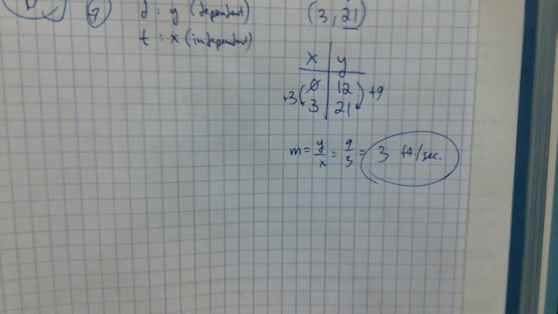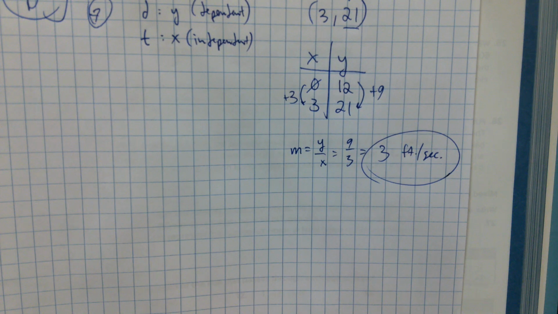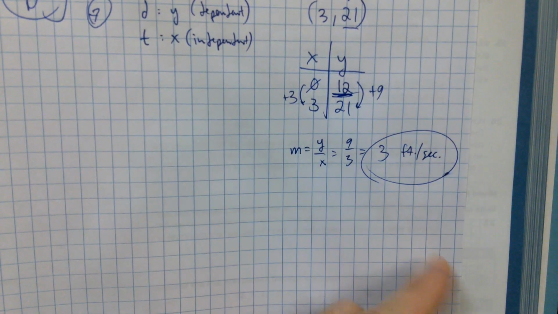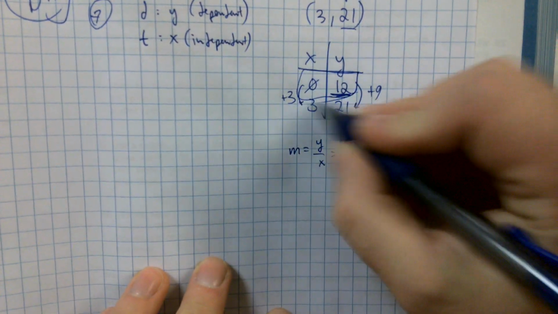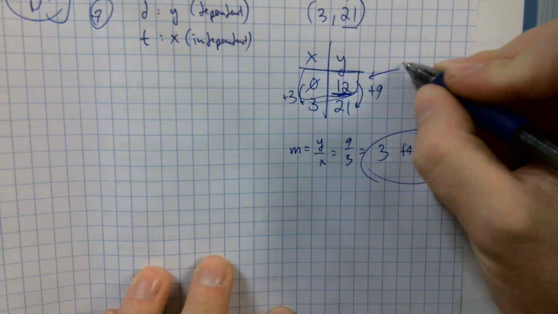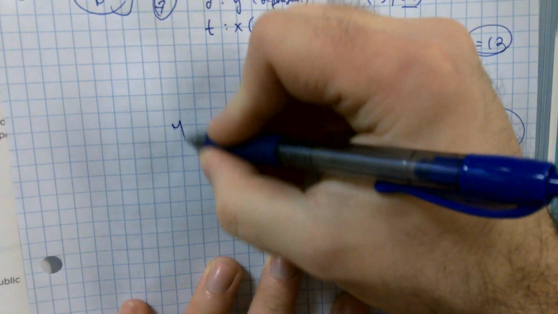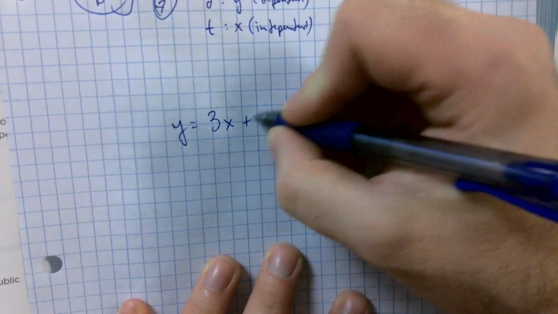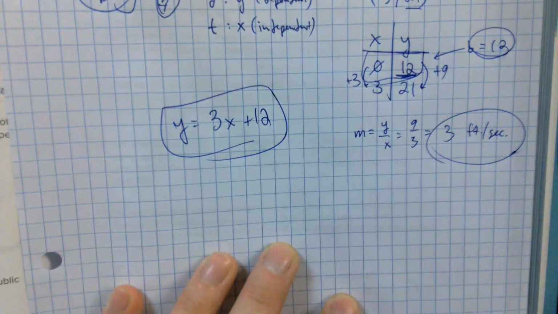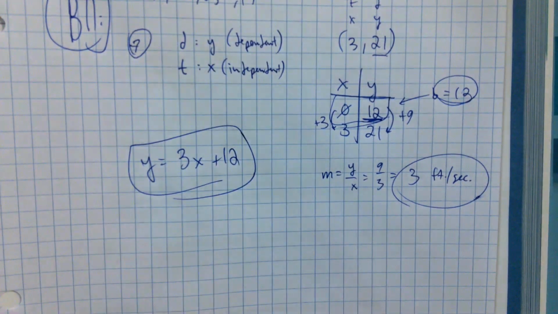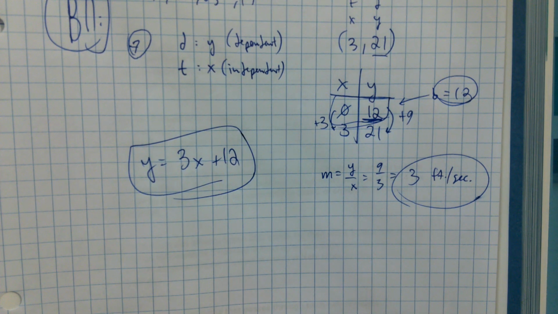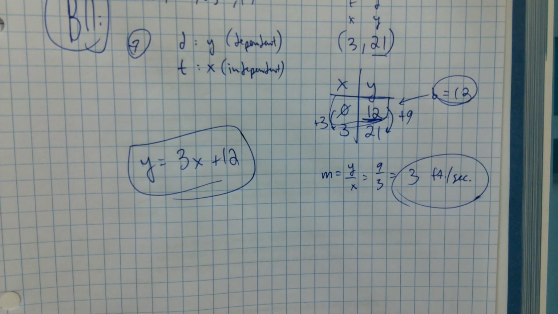What's my b? Where do I begin? 12 feet from my starting position. If I have the point (0, 12), that means my b is equal to 12. So if m is 3, b is 12, y is equal to 3x plus 12. Give me a thumbs up if that's what you got for number 7. Anybody? 3x plus 12? Good. It's a little bit tricky. Word problems are always a little difficult.